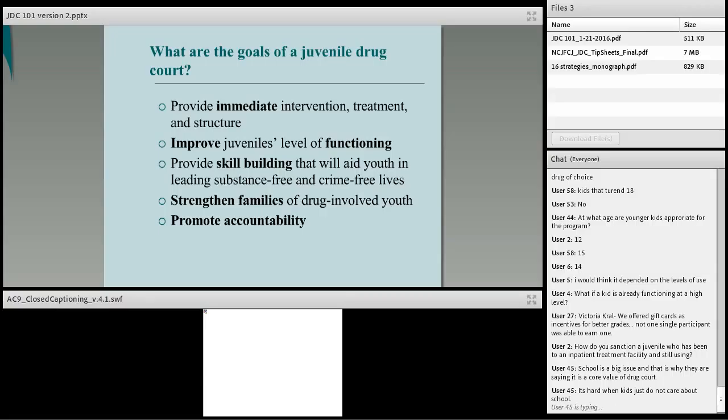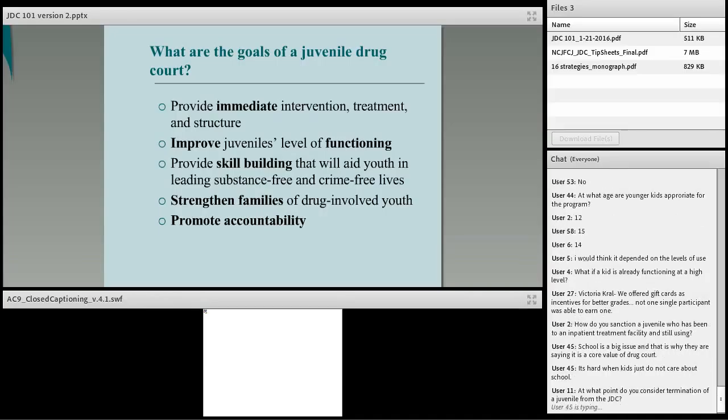Oh, no. And then Victoria says they offer gift cards as incentives for better grades, but no one was able to earn them. Education and having educational goals, I think, is really important. The important thing to remember in the drug court is that we want to have those goals. It's just really hard to think about holding youth accountable for those things when those aren't the reasons they came to court in the first place.